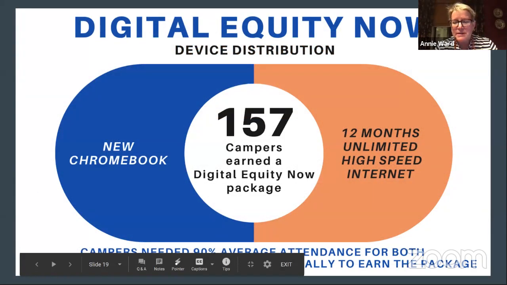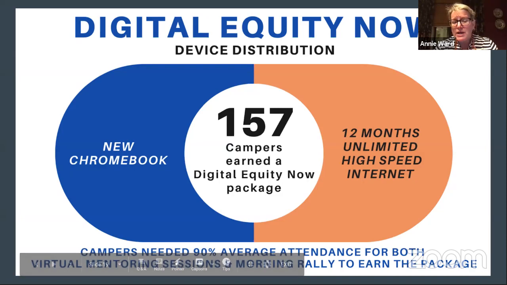And this is just the summative data, as Bob mentioned a minute ago, that out of the co-op experience and through the generosity of the STEM Alliance and the donors that the STEM Alliance recruited and partnered with, we had 157 children, 157 campers, co-op campers, who earned their Digital Equity Now package, which included a brand new Chromebook as well as a full year of unlimited high-speed internet.